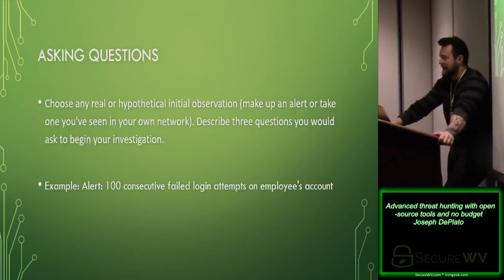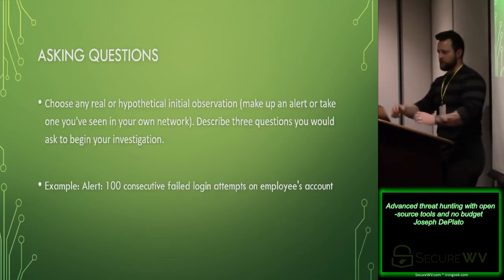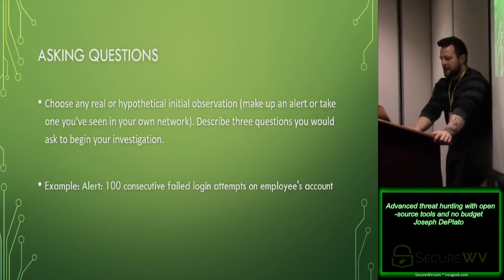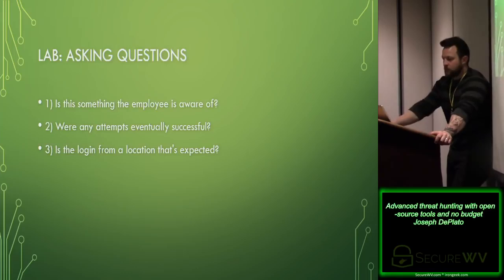Okay, so next we're going to get into asking questions. What I want you to think about is any real or hypothetical initial observation. You can make them alerts, take something you've seen on your own network, or something you've seen in your lab, and then describe 3 questions you would ask to begin your investigation. I have one, so I'll start, but if a couple of you could come up with one over maybe 5 minutes, we can go over those as well.